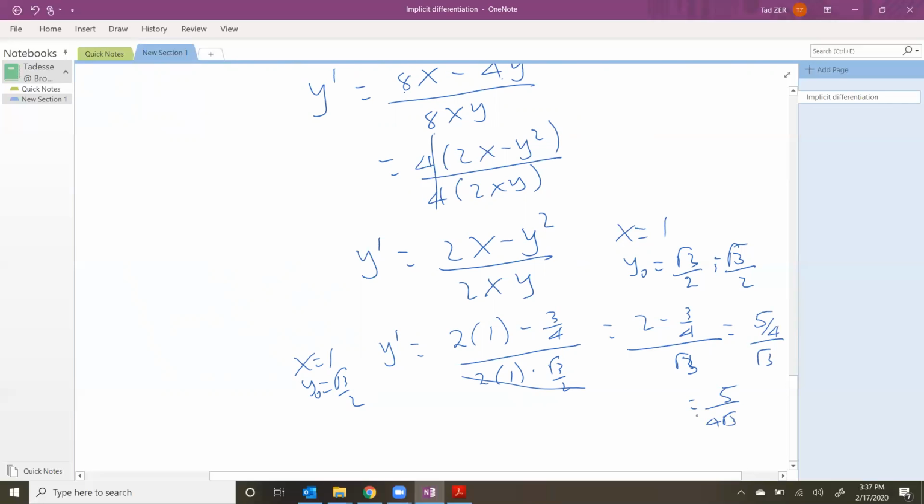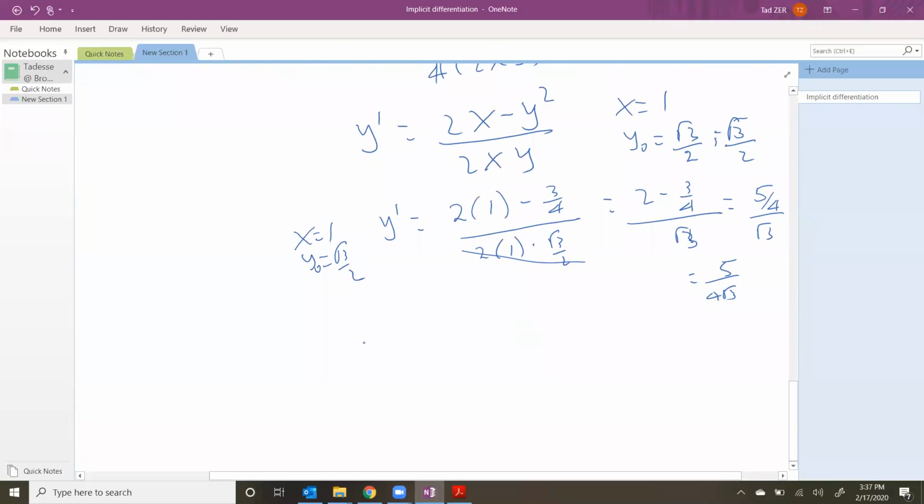So now I have the slope, so the equation will be what? Y minus y0, we know it already in this case, root 3 over 2, equal to 5 over 4 root 3 times x minus 1. This is the equation of the tangent line.